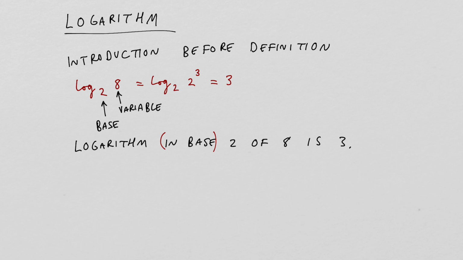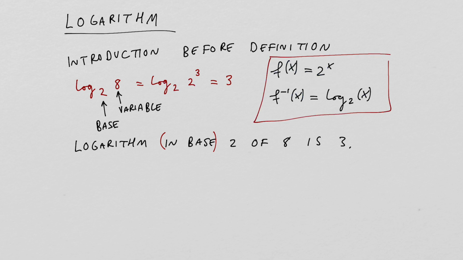We also see that in a way we can cancel out the logarithm and the 2 from here to obtain 3, in the same way as the square root and the second power cancel out. This cancellation is because the logarithm is the inverse function of the exponential function of the power of the base.